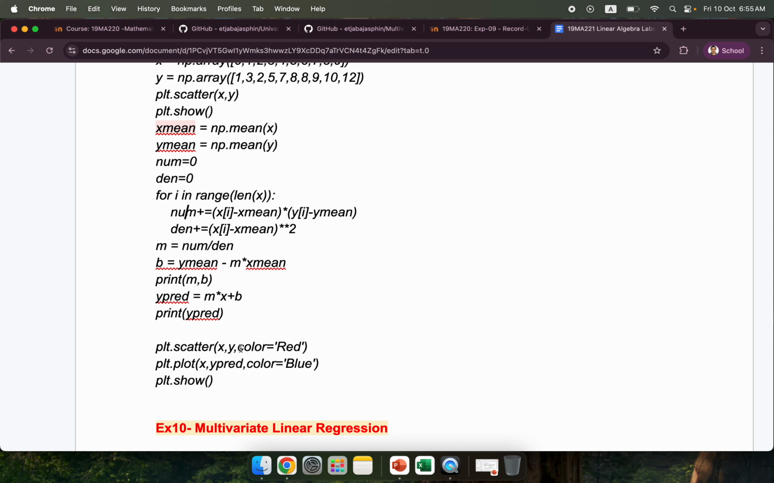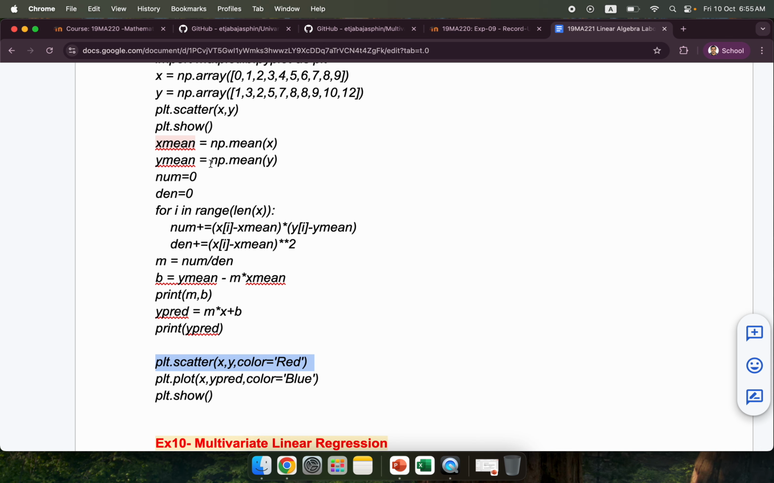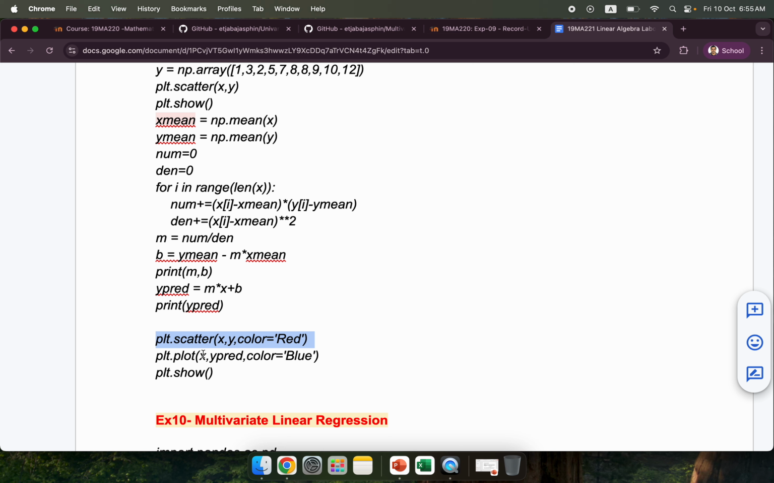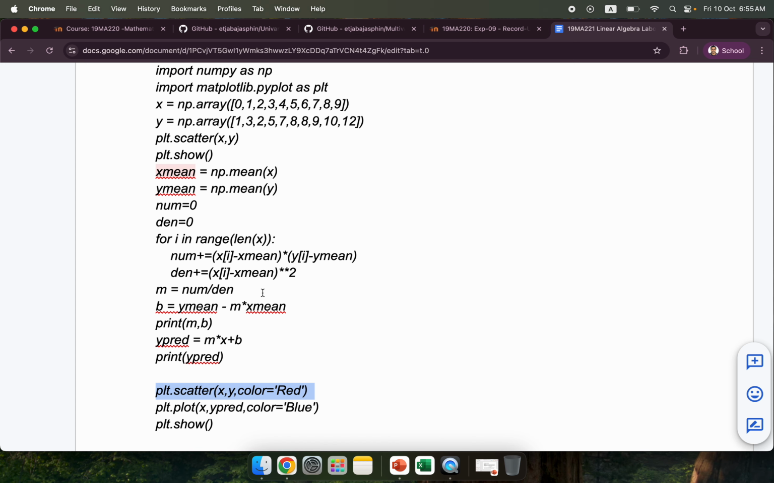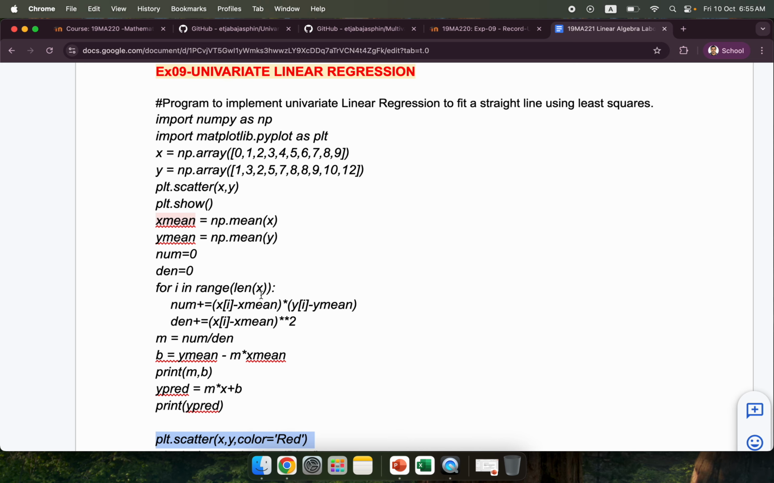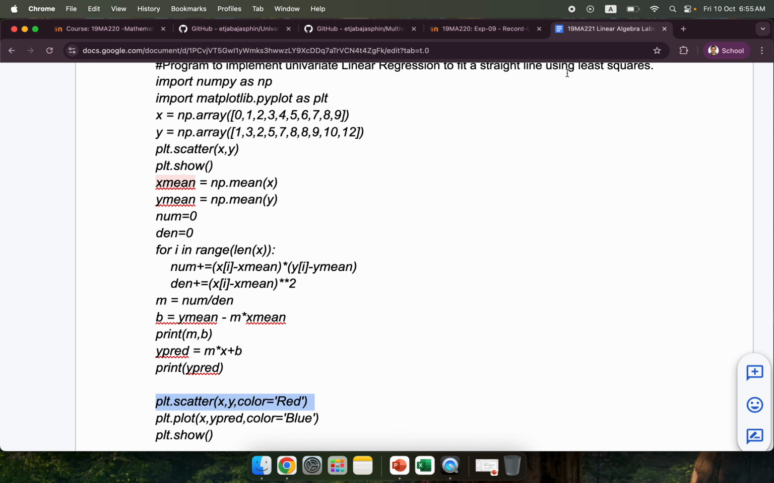So the scatter plot will represent the individual data points of these two values, the x and y, as dots, and the newly predicted y value will be indicated as a straight line in blue. The plot question and all we have already done in class. So it is just the practical experiment of that particular question. Okay, so that is about univariate linear regression.